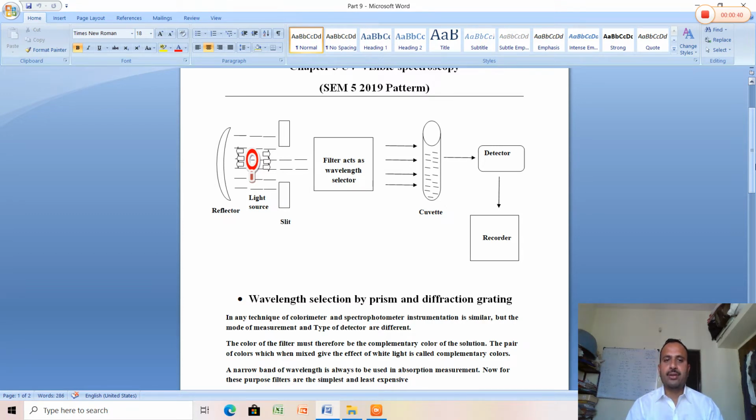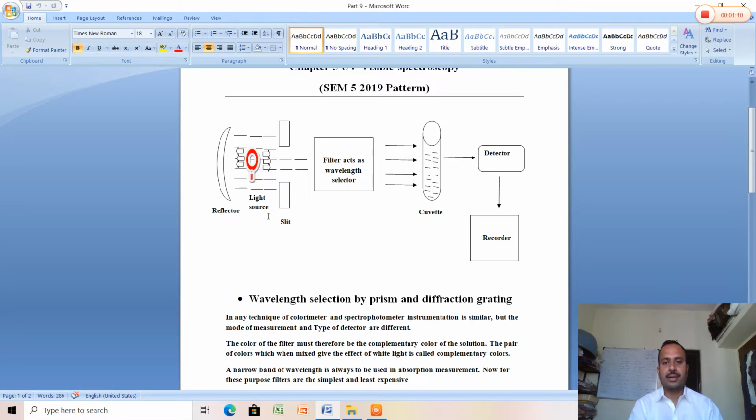Here one light source is there, here a slit will be there, here a filter will be there, here a cuvette will be there, and a detector and recorder system will be there. That means this should be the block diagram of any spectrophotometer or colorimeter or any photometer. So the basic difference is nothing, but now we will see one by one the major steps.